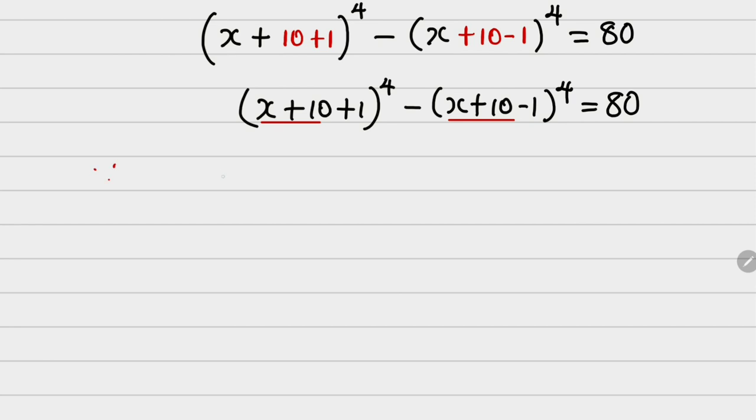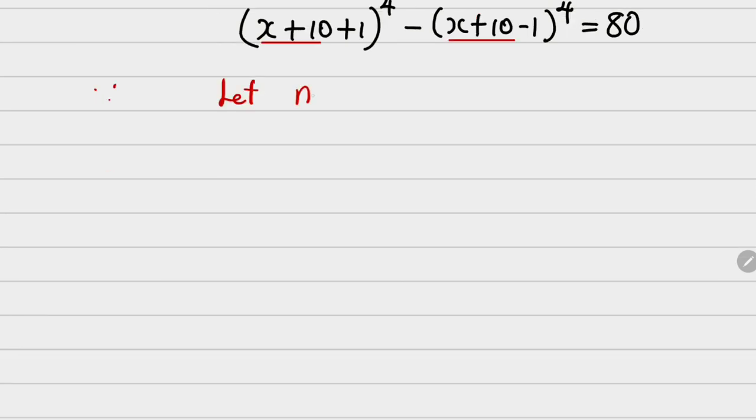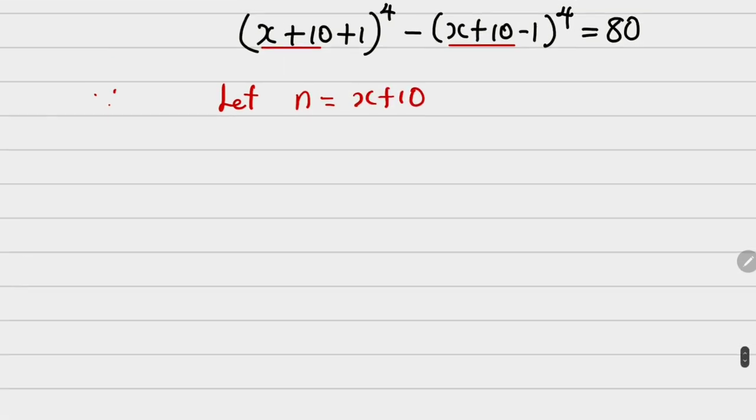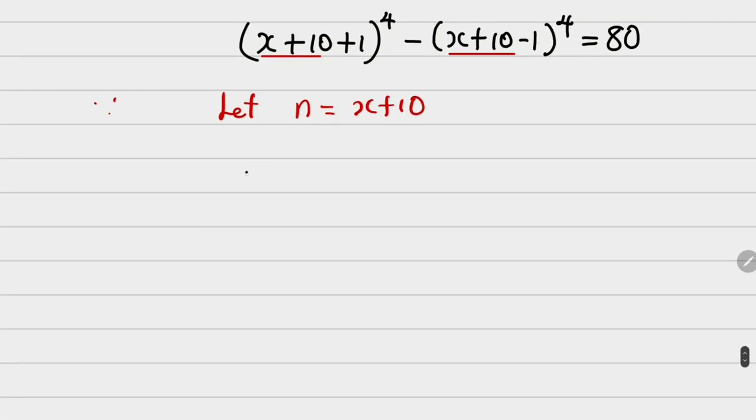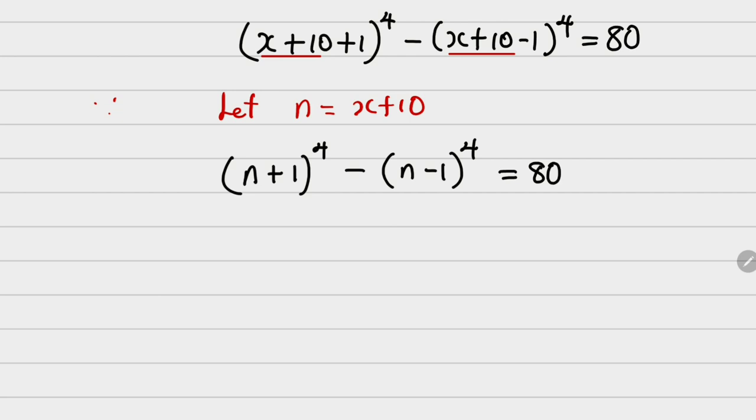So therefore, we can say let n be equal to x plus 10. All right, so everything now boils down to n plus 1 all raised to power 4 minus n minus 1 all raised to power 4 is equal to 80.